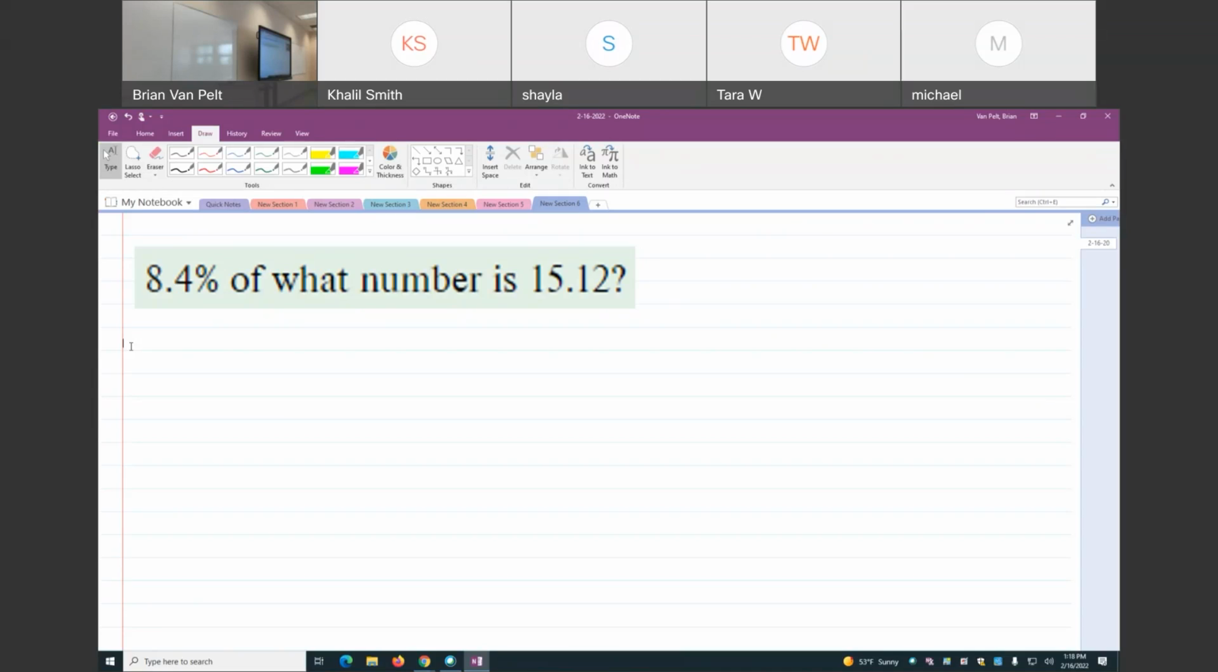Comes out pretty nice. No decimal in the answer. You guys get 180? So we have 0.084 times X equals 15.12. Divide by the 0.084. And we end up with X is equal to 180.